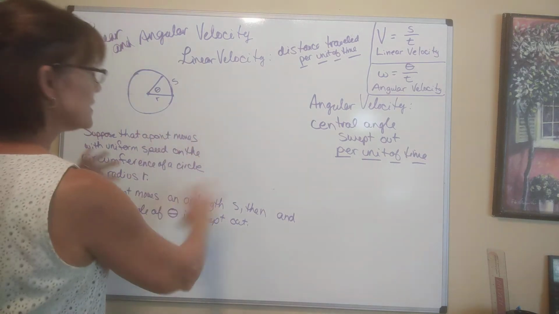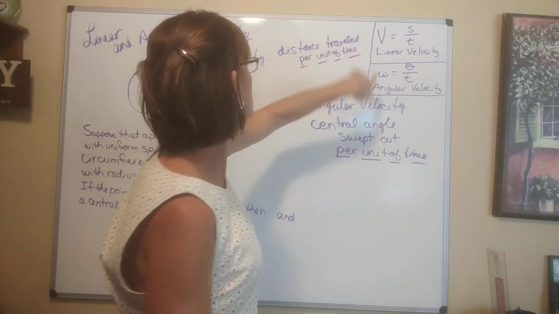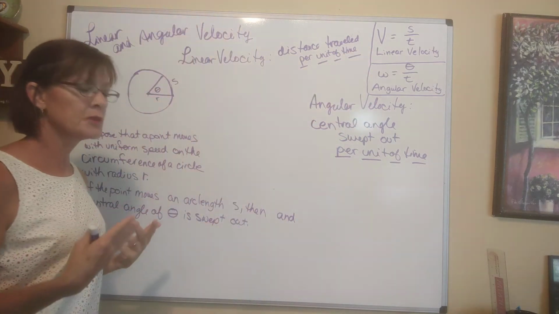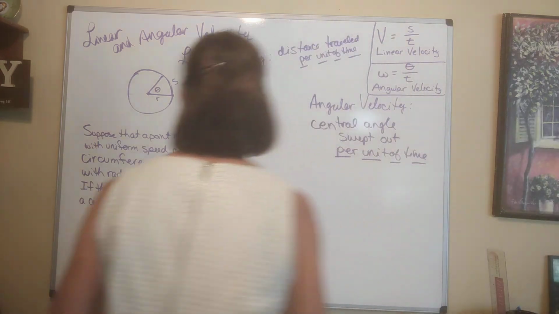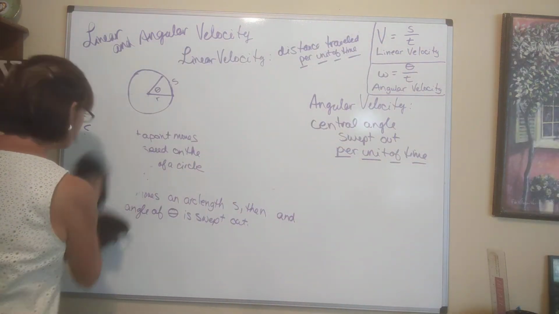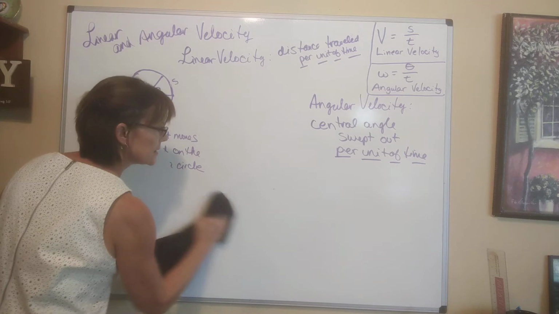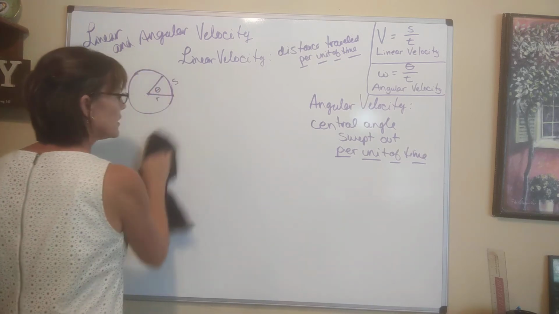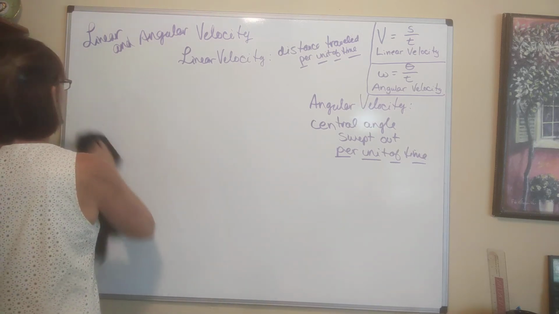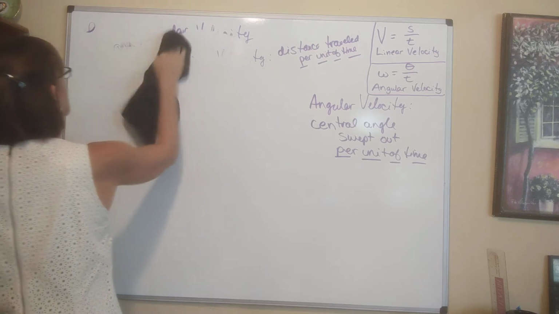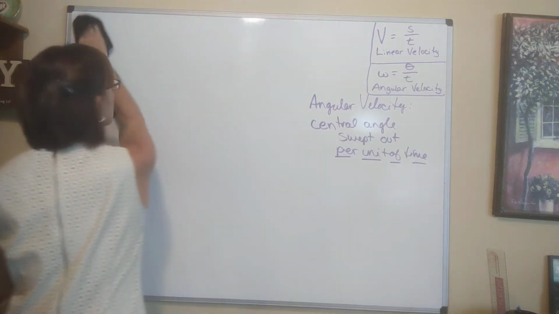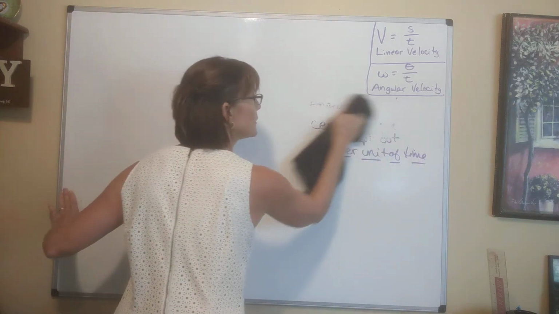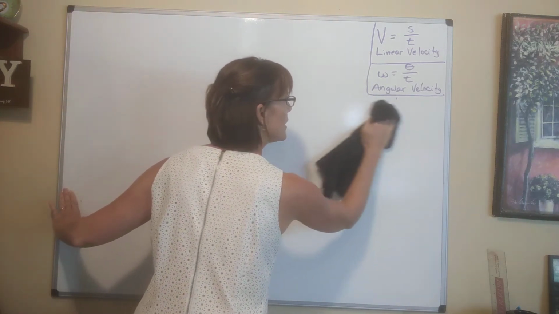I'm going to erase this and leave these two formulas, which are also on your sheet, just so I have room to do some problems. We're going to develop another formula that's commonly used through a bit of algebra, and then we're going to do these 5 little problems as examples of linear and angular velocity. So I'll leave these formulas on the board.